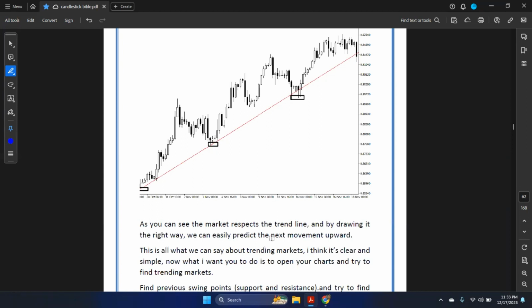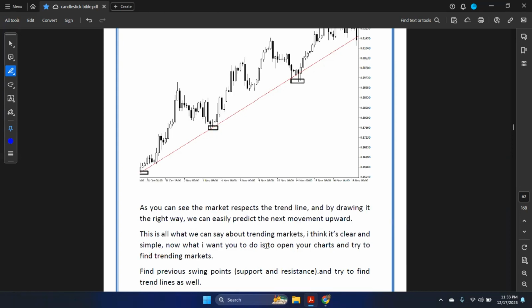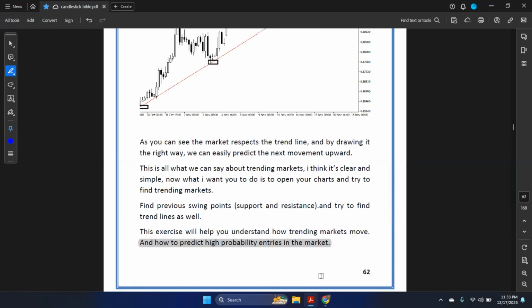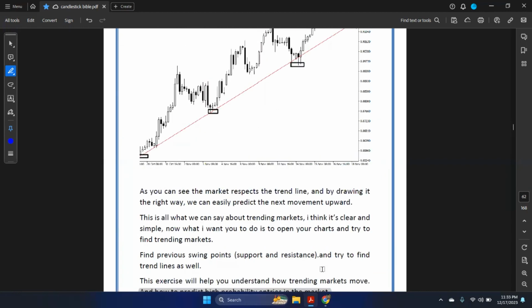This is all we could say about trending markets. I think it's clear and simple. Now, what I need you to do is open up your charts and try to find trending markets. Find previous swing points, support and resistance, and try to find trend lines as well. This exercise will help you understand how trending markets move and how to predict high probability entries in the market. Okay.